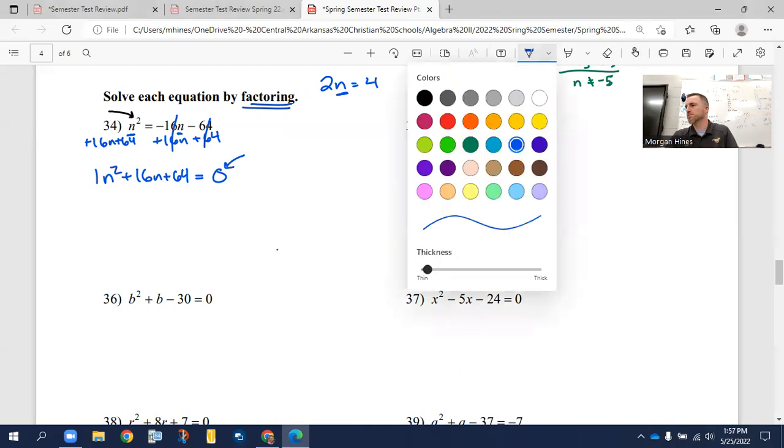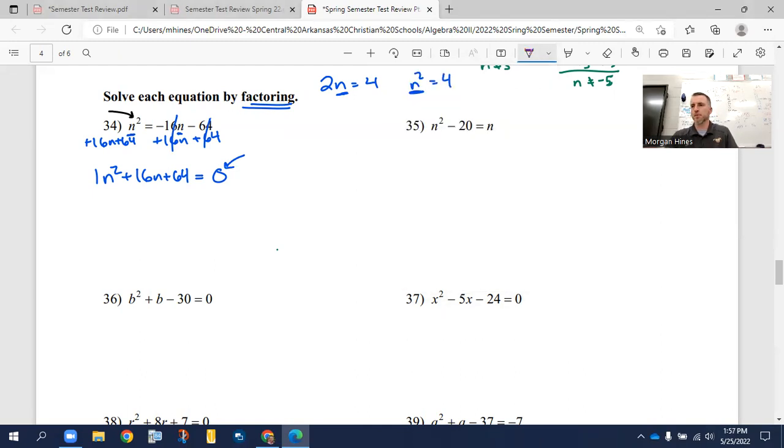So how do we factor? We do a times c. A is 1, so it doesn't change anything about c. C is the number that we need factors of. We need numbers that multiply to be 64 and add up to 16. Last time I checked, 8 times 8 was 64, and 8 plus 8 is 16.